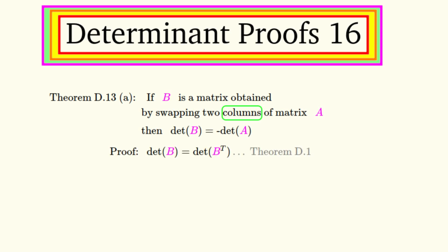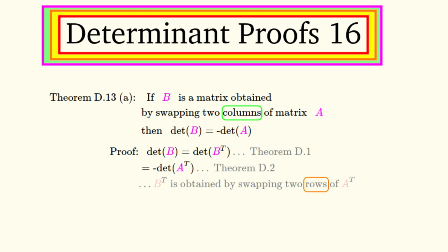Now to start this proof, we'll start with matrix B that has its columns swapped with respect to A. We'll set its determinant equal to the determinant of its transpose. We can invoke this theorem to do this. Now we can invoke this theorem because the transpose of B has its rows swapped with respect to A. So we can invoke this theorem to get this equality. Then we can invoke the determinant transpose theorem again to get minus the determinant of A. So we've proven part A. But we needed to construct some sort of proof around the determinant transpose theorem.